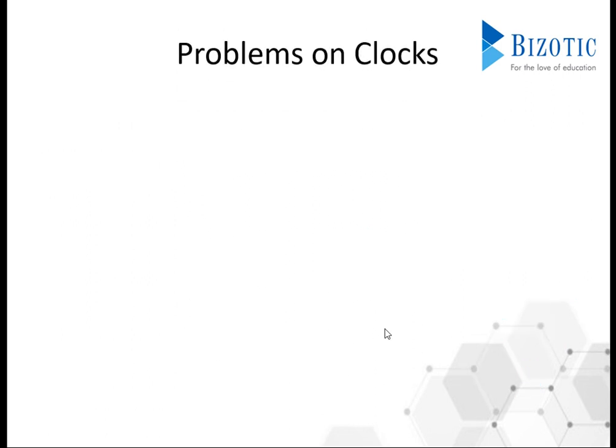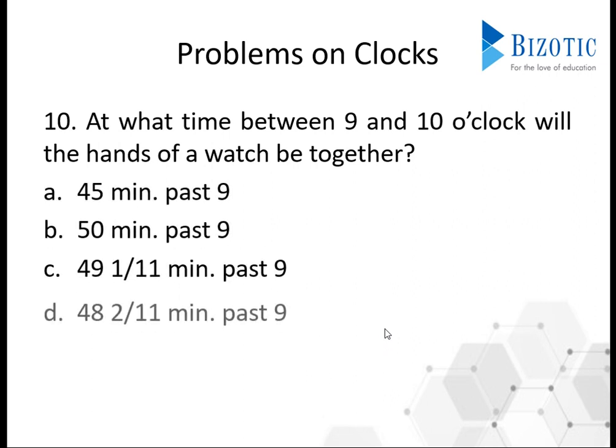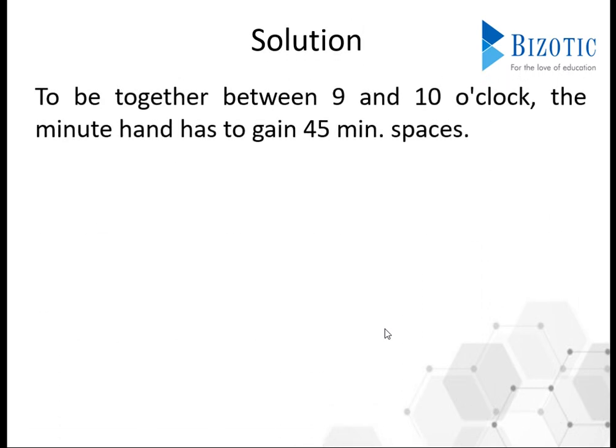Now let's move on to the last one. At what time between 9 and 10 o'clock will the hands of a watch be together? Again, we have to find out the timing. They have given different options, and we solved this in the last video itself. Anyway, I'll take you through the same thing. To be together between 9 and 10, the minute hand has to gain 45 minute spaces, because somewhere around 9:45 they will be together.